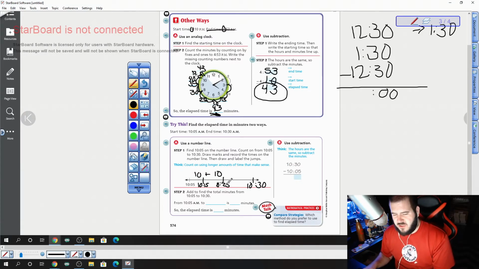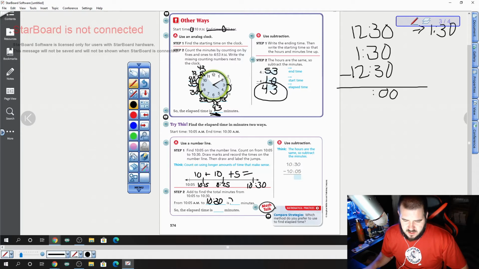Okay, and now notice we're at 25, and we're pretty close to 30. So what could we add to 25 to get to 30? We could go by ones, one minute at a time, 26, 27, 28. But there's a much faster way. Think of your skip counting. 5, 10, 15, 20, 25, 30. We can add 5. And that will get us from 10:25 to 10:30. So 10 plus 10 plus 5. 10 plus 10 is 20, plus 5 more is 25. So from 10:05 to 10:30, we found out equals 25 minutes. So the elapsed time is 25 minutes.